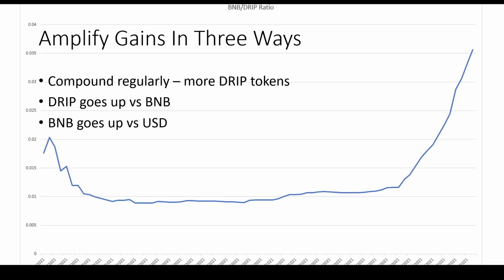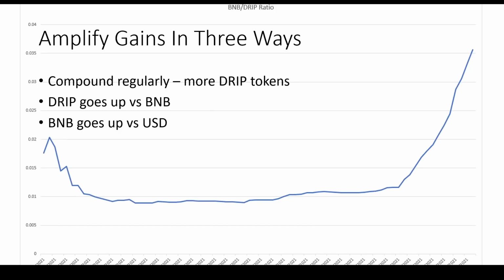So one way to amplify your gains in DRIP is to compound regularly. You can do it every day, you can do it twice a day, you can do it 3 times a day, you can do it once a week, you can do it every 5 days, whatever you want to do. You can compound regularly and you're going to earn more DRIP tokens. You don't have to compound. You can just let the tokens drip out to your available at 1% a day. But if you compound, you don't have to spend any new money other than the small BNB transaction fee of doing the Hydrate function.